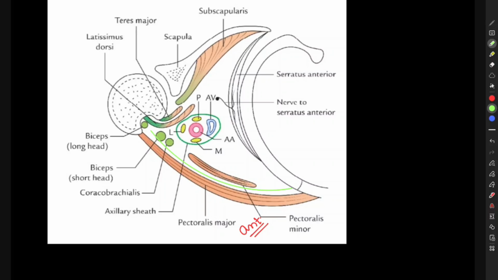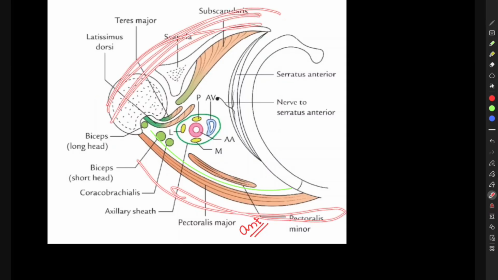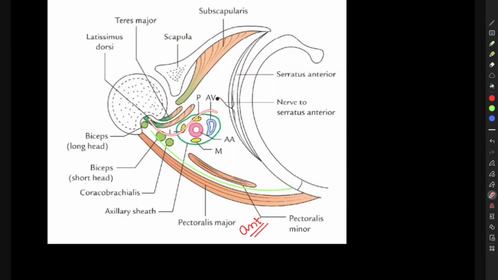After that, talking about the posterior wall. The posterior wall is basically formed by structures like the subscapularis, teres major and the latissimus dorsi. So if this is anterior, then this will be posterior. Subscapularis, latissimus dorsi and the teres major. These three muscles form the posterior relations of the axilla. That is the posterior wall.